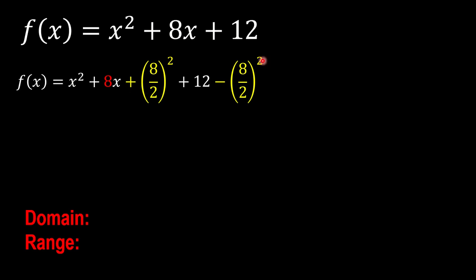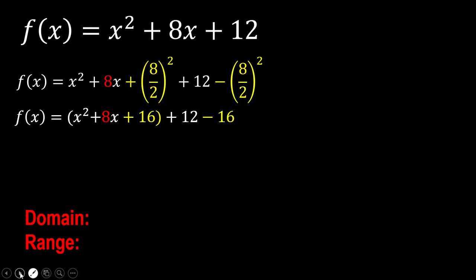And please take note, whenever we complete the square, we need to add and subtract to preserve the equation. So we have 8 divided by 2 squared, and then we also subtract it. Let's simplify. 8 divided by 2 squared is 16. So we have x squared plus 8x plus 16 plus 12 minus 16.